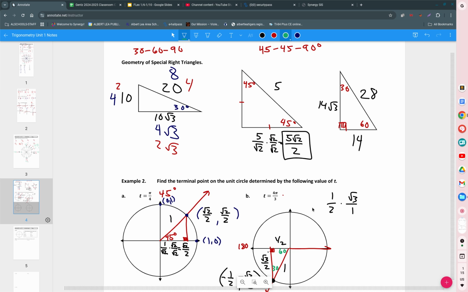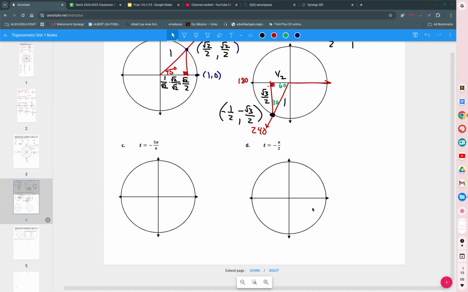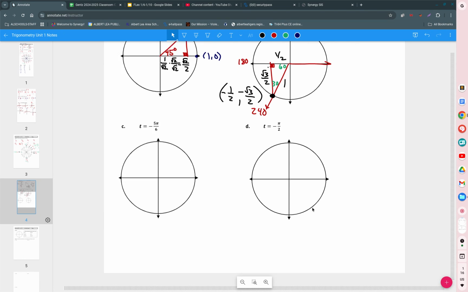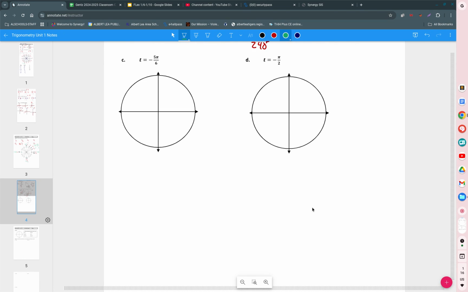The first 2 you just did, those will be the hardest 2 that you do the whole time. After that, it gets easier every single one that you do. This one says negative 5 pi over 6. What is 5 pi over 6 in degrees? 150. So we're going negative 150 degrees. So negative 150 is going to bring me right back here.